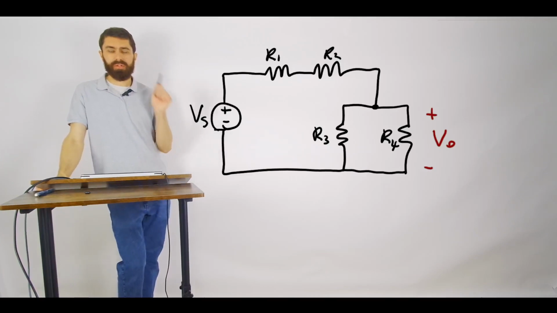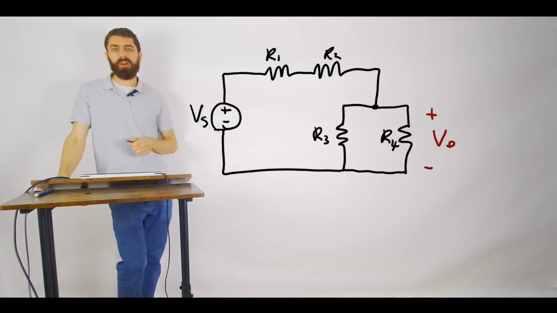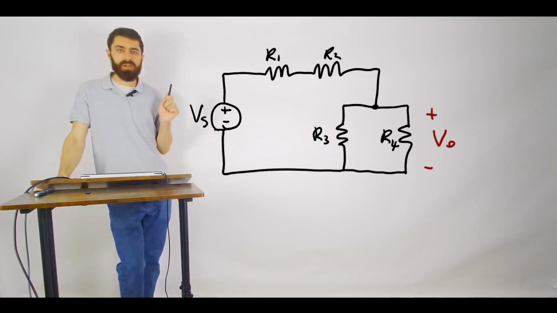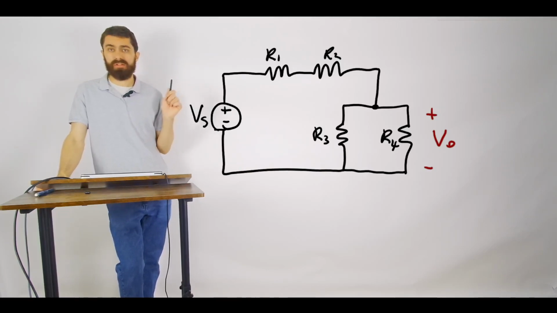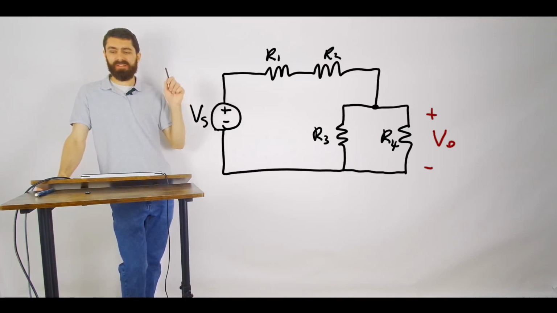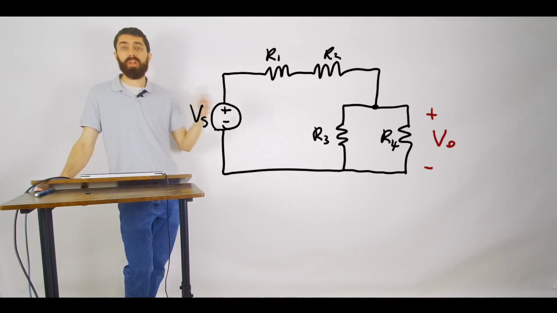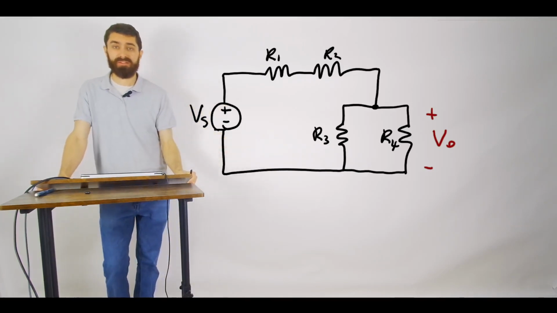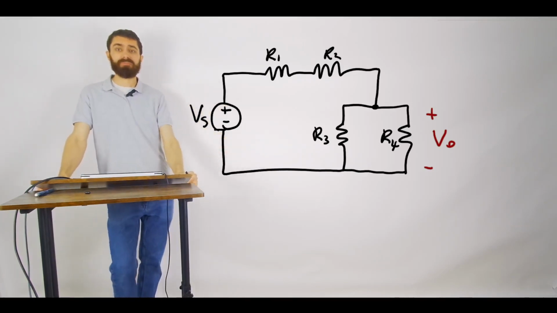So there are two things I want to talk about. One is equivalent resistance, and the other is voltage division, the voltage division formula. And if we have time, I might talk about the current division formula as well. Basically, these equations can make your life a lot easier when solving some of these circuits.